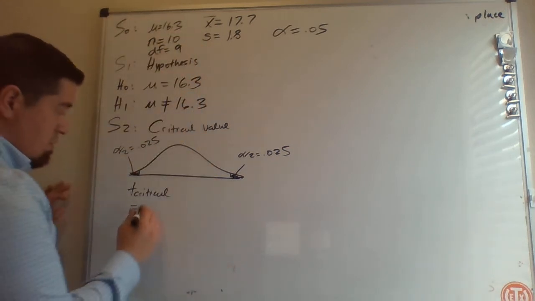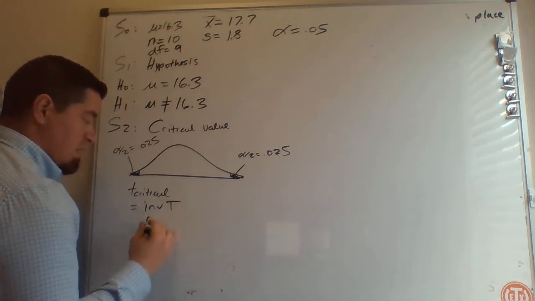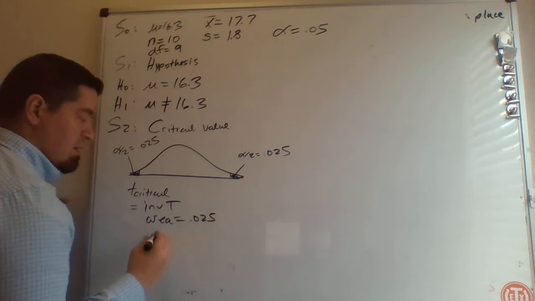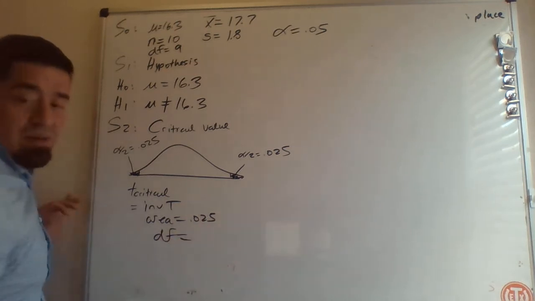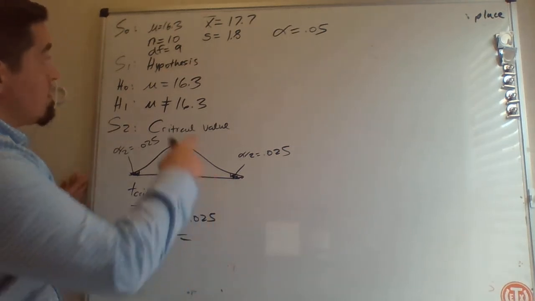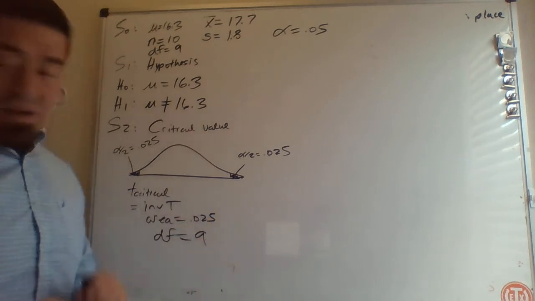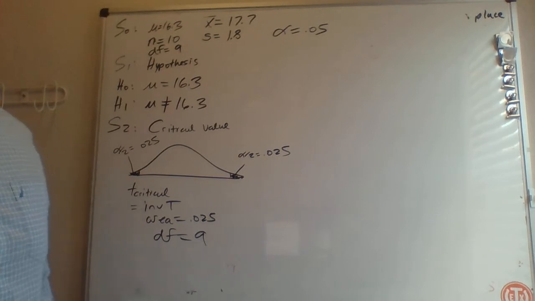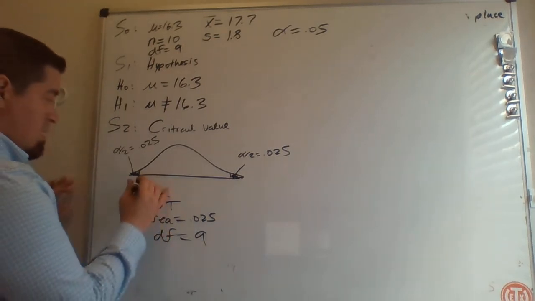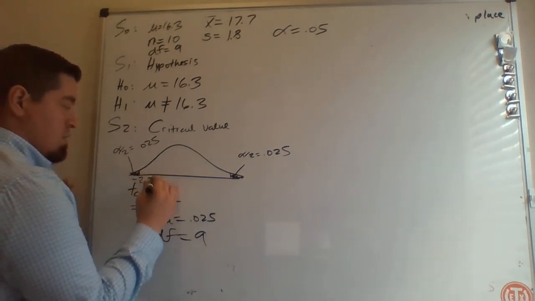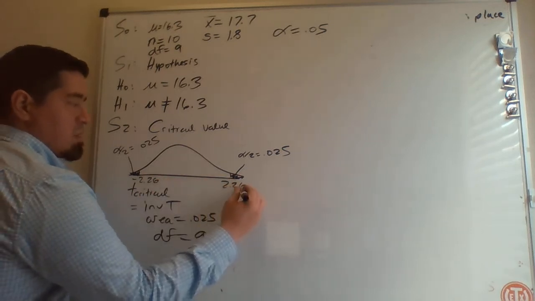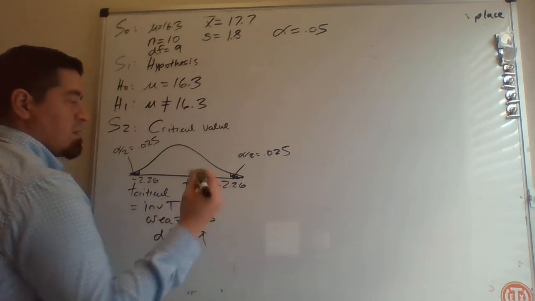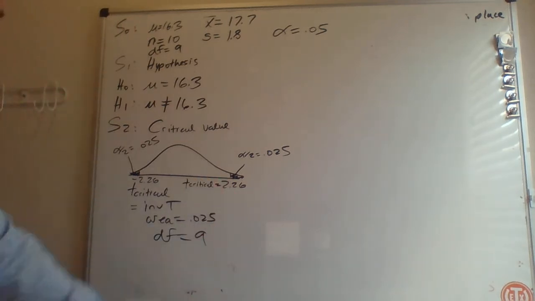So when you do inverse T, it's going to ask you for an area. Of course, you're going to tell it 0.025 because it's two-tailed, and it's going to ask you degrees of freedom, and then you're going to write 9 because it's n minus 1. And then if you write that, you paste it, that's it, you get it. So it's negative 2.26. So that's negative 2.26 and positive 2.26 for the T criticals. Okay. All right, so those are my T criticals.